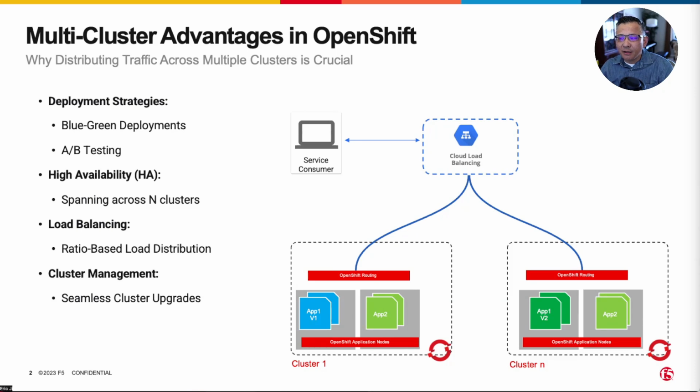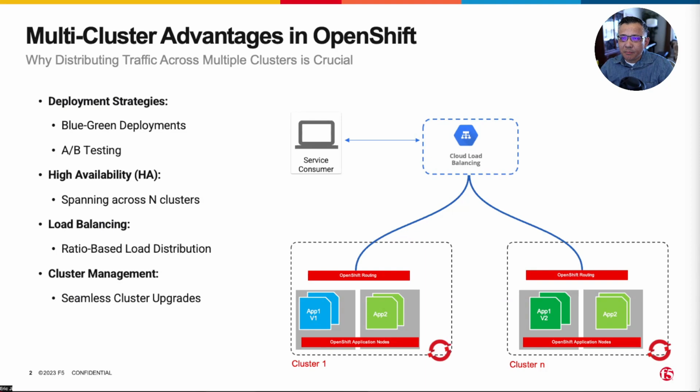By spanning the application across multiple OpenShift clusters, you can achieve geographic distribution, potentially serving the users from multiple data centers. And also load balancing. With ratio load balancing, traffic can be smartly and efficiently distributed across multiple clusters based on resource availability.